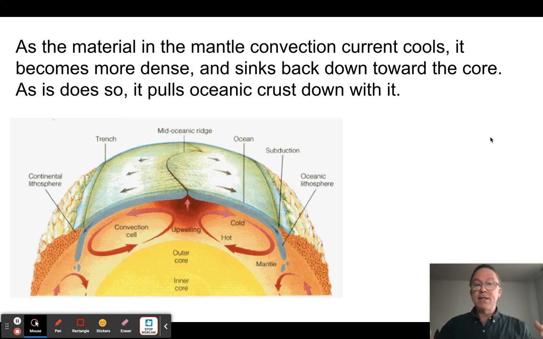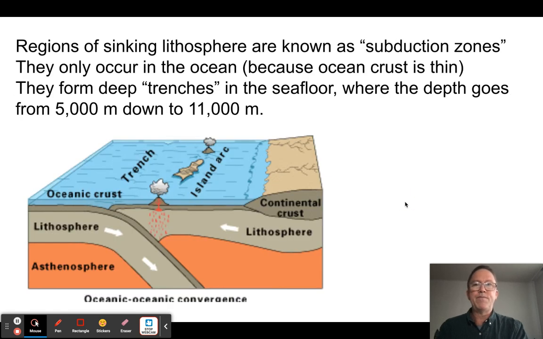Now, thing is, if I'm making more Earth's surface in one place, I got to be getting rid of it somewhere else because the world can't get bigger. It's got a finite volume. So what happens is, just as new material came to the surface where the upwelling brought mantle material up, where that mantle material cools and sinks back into the mantle towards the core, it's going to drag that material back down with it. So old seafloor material gets dragged down into the mantle where these convection currents sink back in. All right. And these places where it sinks back in are called ocean trenches.